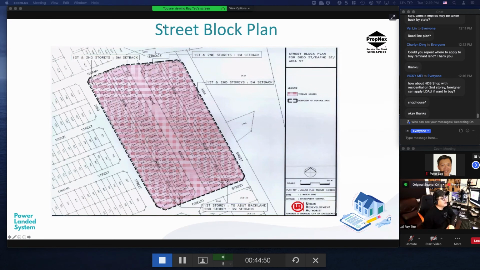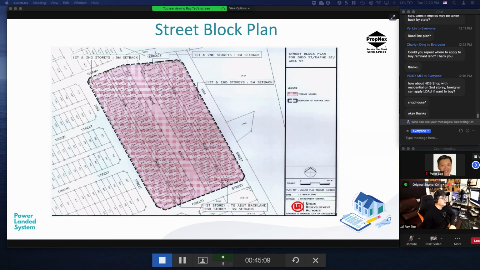Street block plans are quite easy. You can actually search on the URA website free of charge. There are less than 100 street block plans in Singapore. How many exactly? I can't remember exactly how many, I'd have to check my notes.